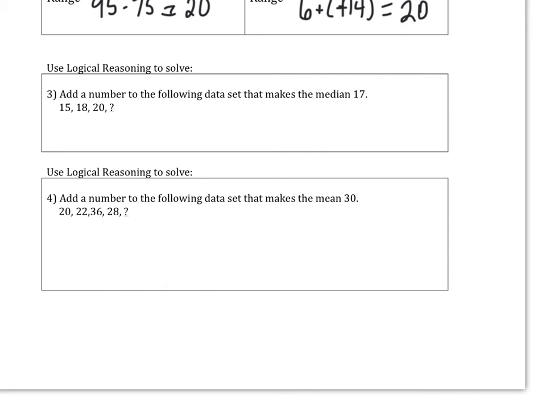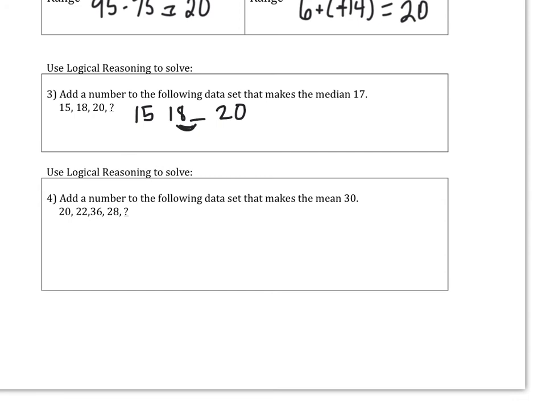Number 3, on all of these, we want to use logical reasoning to solve. So in number 3, we want to add a number to the following data set that makes the median, remember that's the middle number, 17. So this is our number set, and we need to find one that's going to make the median 17. So we want to first of all line up all of our numbers. So it's going to be 15, 18, some number, 20. So these are our two, and we want the median, which is going to be the average of these two numbers, to be 17. So let's just reason that out.